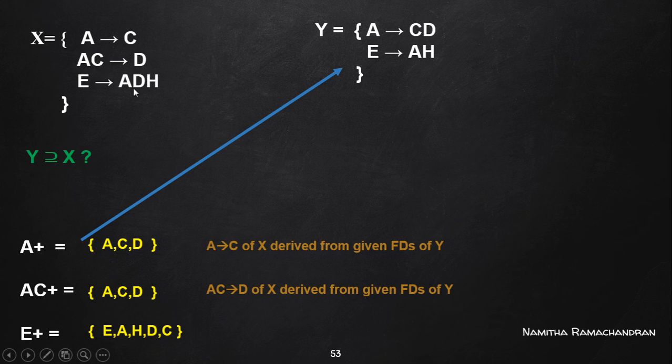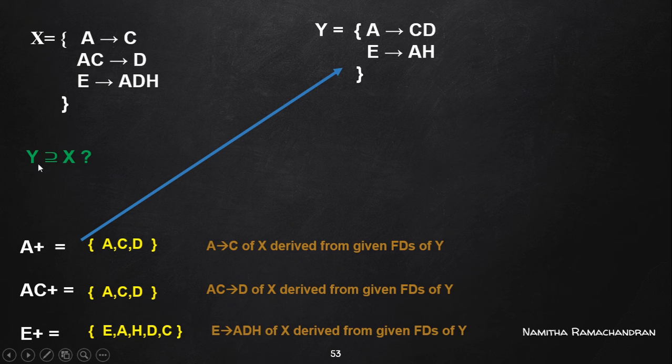The presence of this ADH, A, D and H in the closure set of E says that the dependency E implies ADH of X is derived with the help of dependencies present in our superset Y. So these are the three dependencies present here in X, and all these three are derived using the corresponding closure sets. So finally we can conclude that this one is valid.